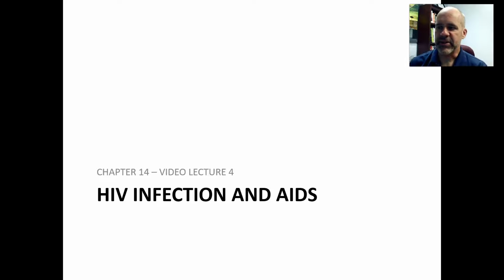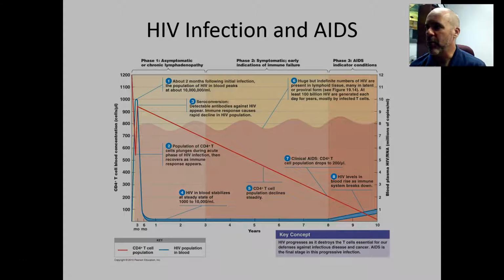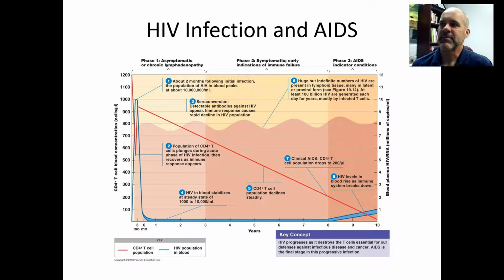For our last video clip for Chapter 14, we're going to talk about HIV infection in a little bit more detail. So, as far as immunodeficiencies, this is probably the immunodeficiency you're going to be most likely to see during a clinical career. HIV is a virus, and you may remember we talked about HIV back in Chapter 5, and it attaches to CD4.